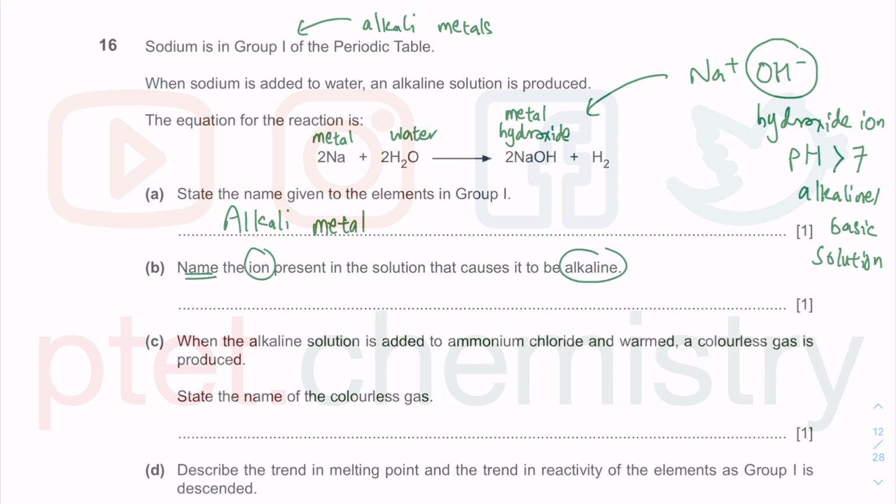They want the name. You cannot give the formula. You have to give the name because the question says name the ion. If the question says give the formula, you cannot give the name. You have to give the formula.